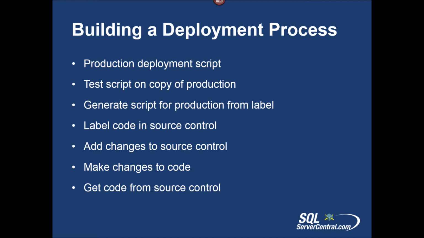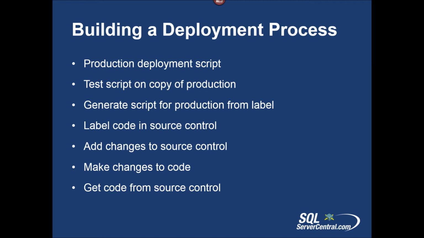So basically a deployment process would be, we have a production deployment script. That's the way I like to do things personally. I like a script. It's a script that I've tested on a copy of production, so I know that that script will not break my production servers. I'm going to have to generate that script from someplace, so I'm going to have to get it from a label inside of my source control.